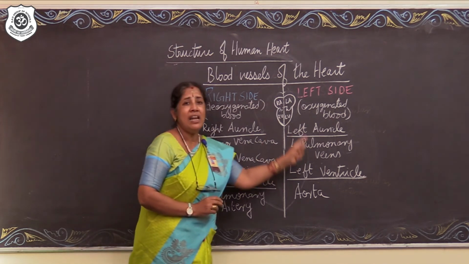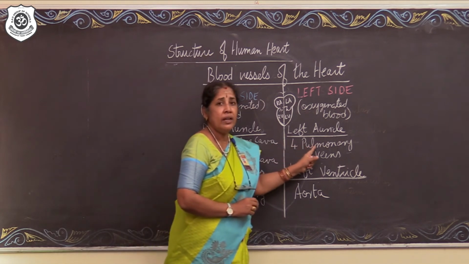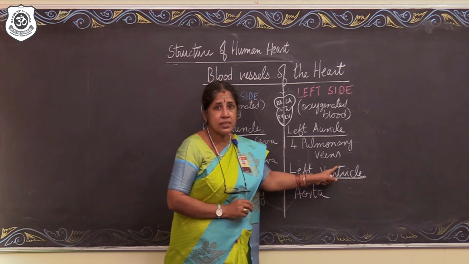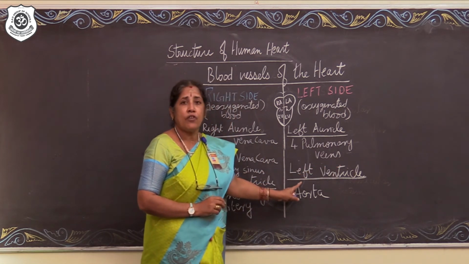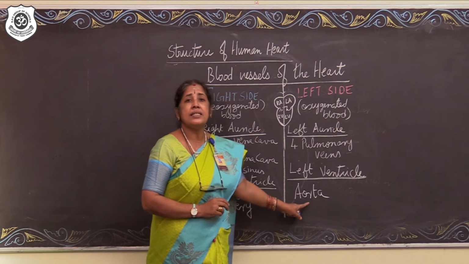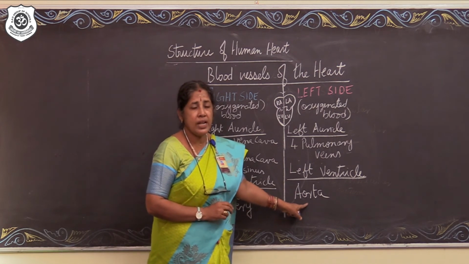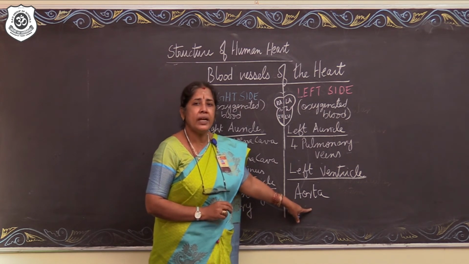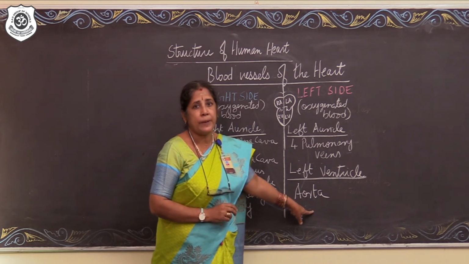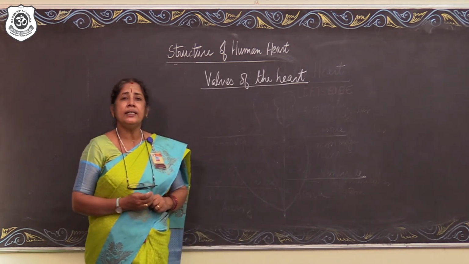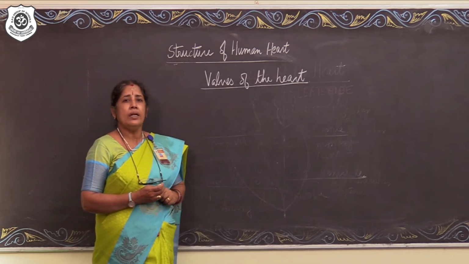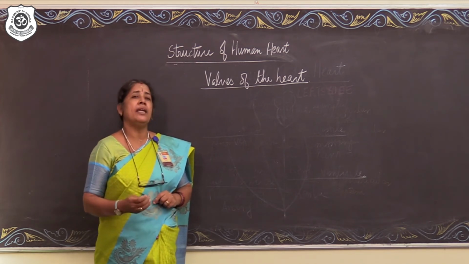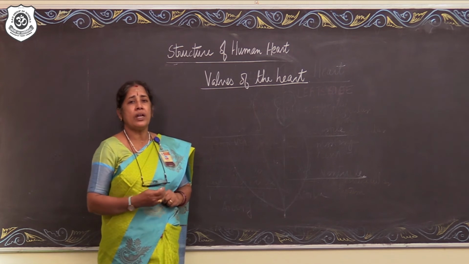So, if you look at the left side of the heart, the left auricle receives oxygenated blood brought by 4 pulmonary veins. From the left ventricle arises the single largest blood vessel in the body, namely the aorta, which carries and distributes oxygenated blood to various parts of the body. When we saw the internal structure of the heart, we did learn that there are 2 valves, the tricuspid and the bicuspid valve, present between the auricles and ventricles.